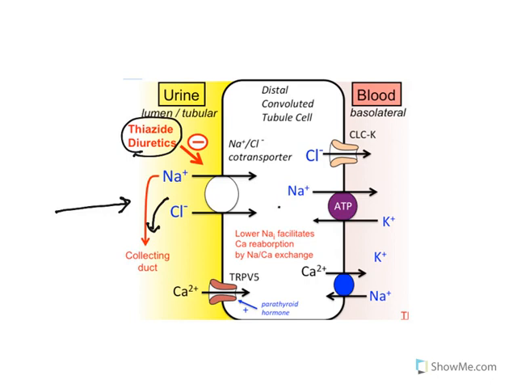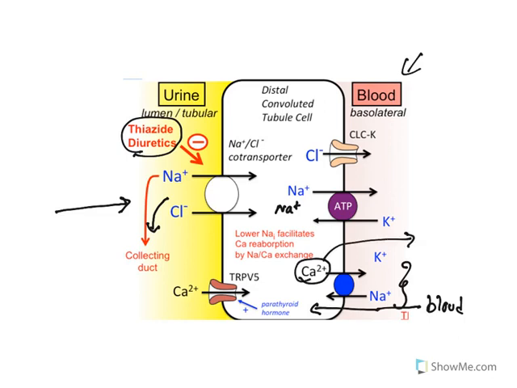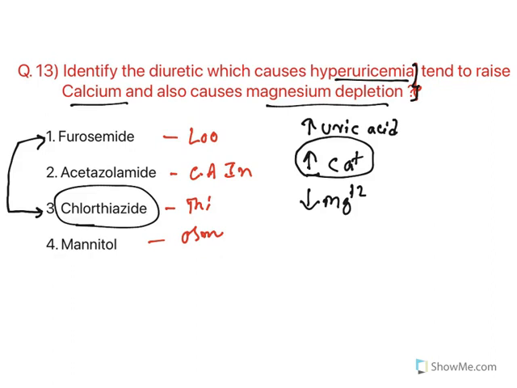When sodium levels are reduced inside this cell, it is compensated by an antiporter. It takes up sodium from the blood. So here is the blood component. See, this is blood. From the blood, sodium gets inside the cell. It is exchanged with calcium. Calcium gets into the blood. That is the reason why in the blood calcium levels are increased. This is known as hypercalcemia. To compensate this, the urinary calcium will get reabsorbed. So this is how thiazides will raise calcium levels. So the answer here is chlorothiazide.